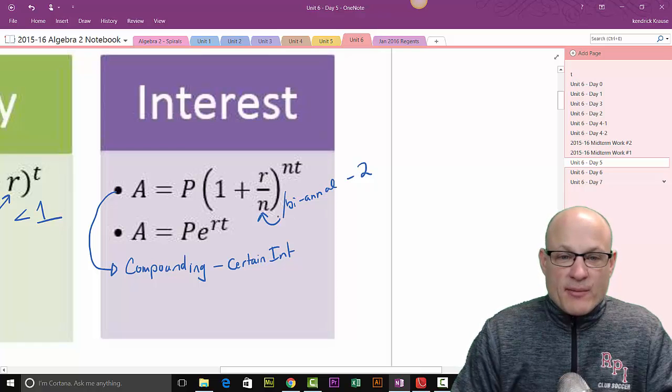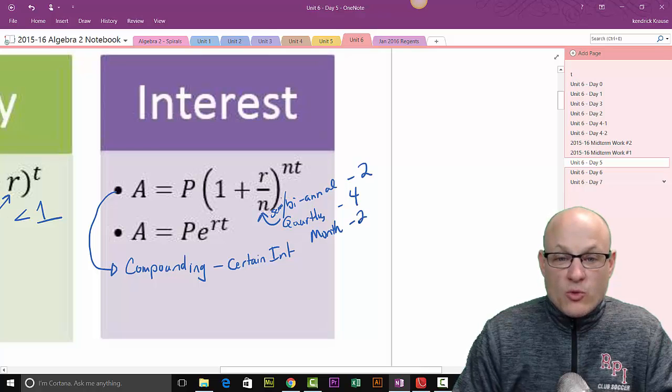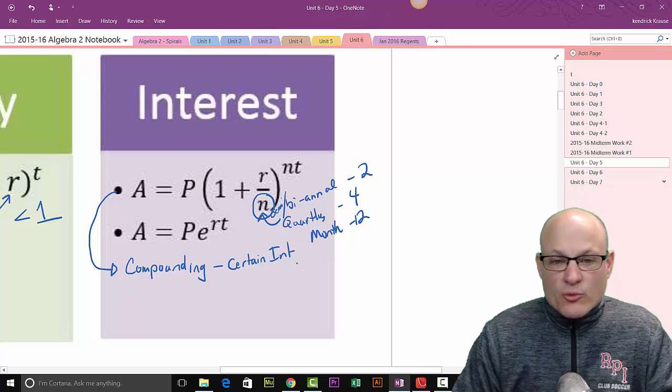Or it could be semi-annually or biannually, some people call them. They could be quarterly, which is 4 times a year. It could be monthly, which would be 12 times a year. So n is just the number of increments, the number of intervals in which we're going to be compounding our interest.